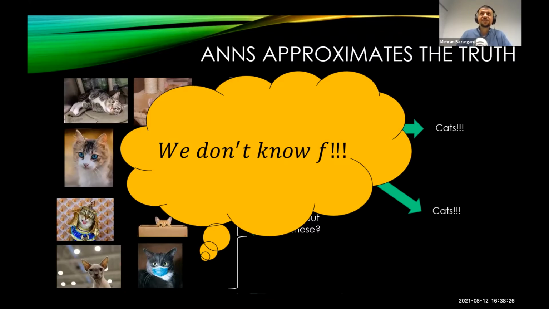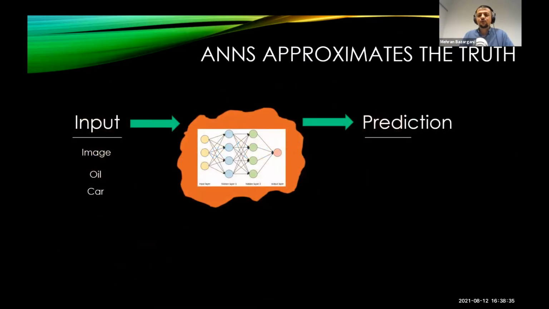Now, what sucks is that we don't know what f is. We don't know what the truth is. We cannot describe the truth, right? But what we can do, we can try to approximate the truth because we have so much data. At least we hope to have so much data.